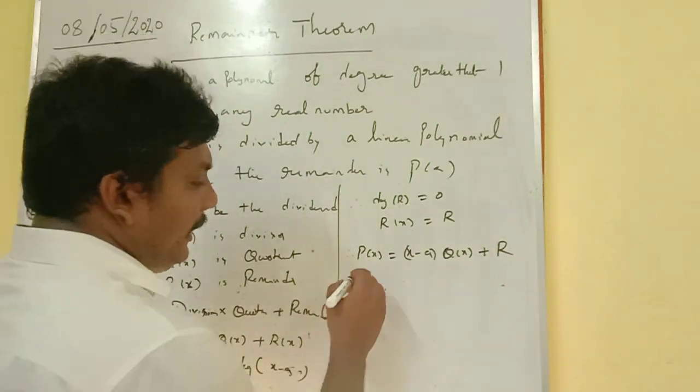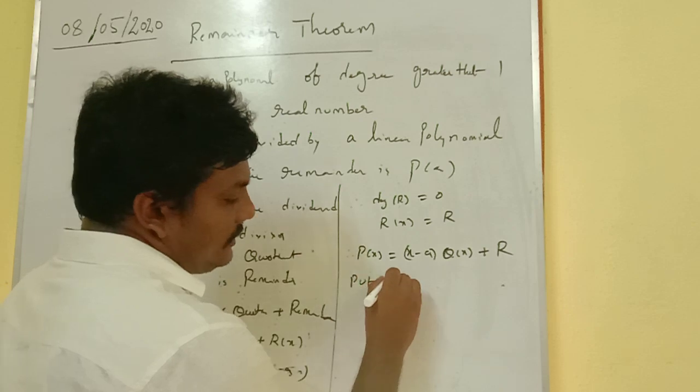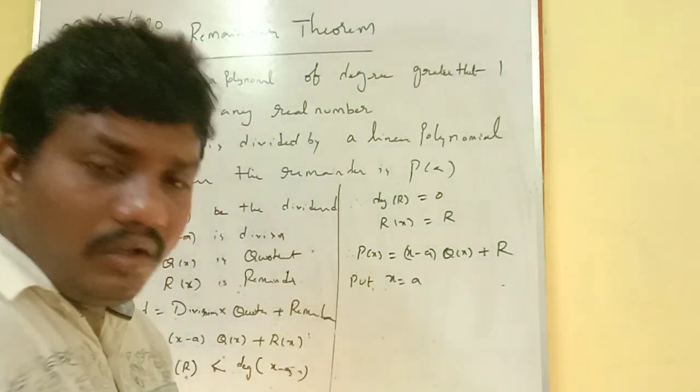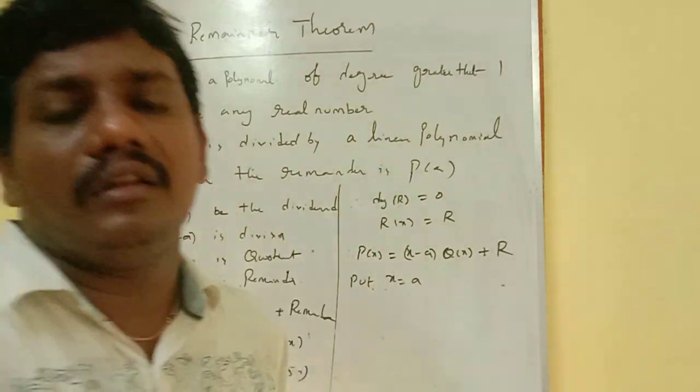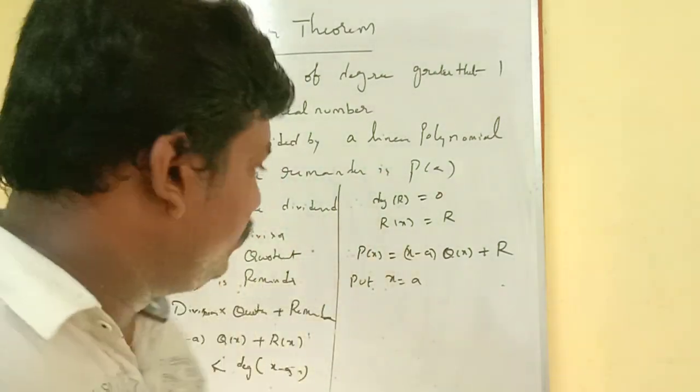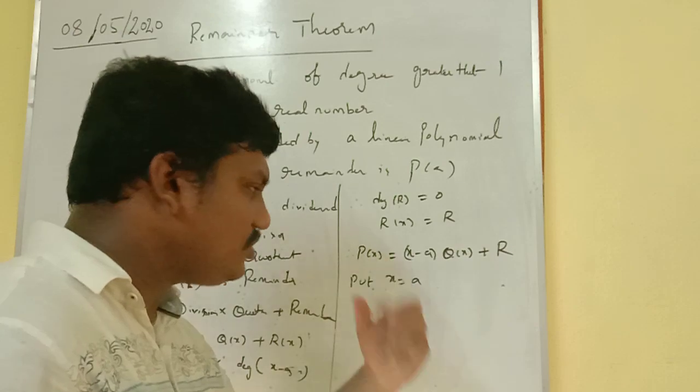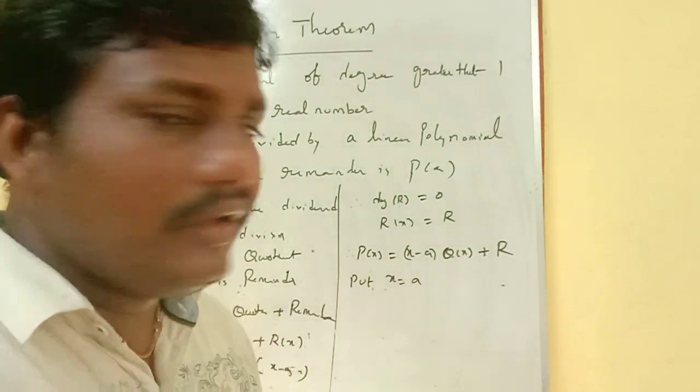Now put x equal to a. We have the ability to take any value in the place of the variable. Now I am going to take x equal to a.